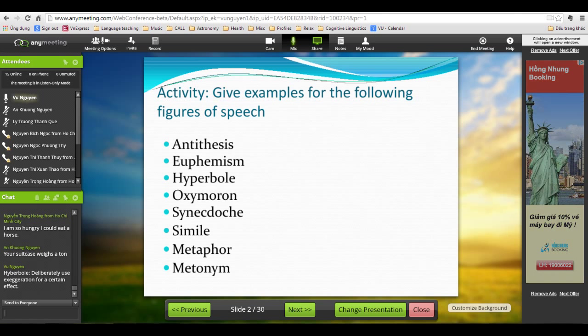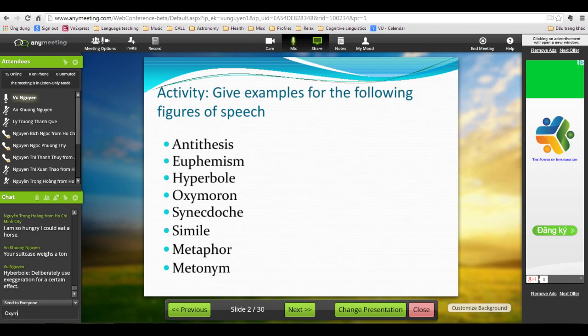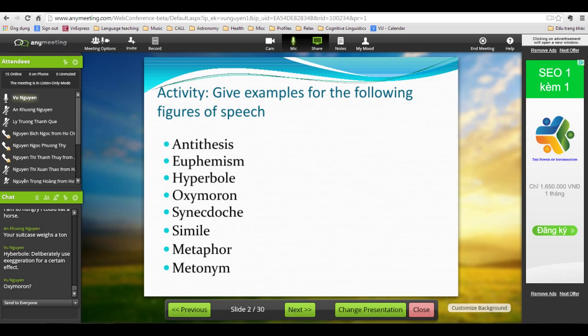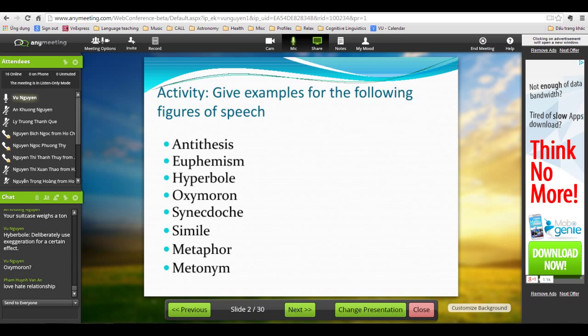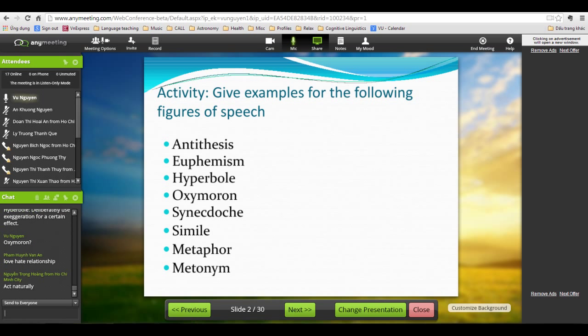Now, how about oxymoron then? Does it sound familiar to you? Did you take an introductory course in literature? I'm pretty sure that you have heard about these things. Figures of speech. Love-hate relationship. Okay, good. Can anybody else find any other example?